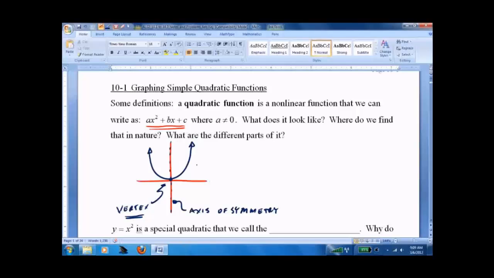Where do we find this in nature? Well, the reason we do quadratics in math is it pops up all the time in science, because in nature, if you take an object and throw it up in the air, it will do a parabolic path and then hit the ground. So anything that travels, airplanes, cars, anything that travels and is affected by gravity has a quadratic function in it somewhere. That's why we make such a big deal about it.